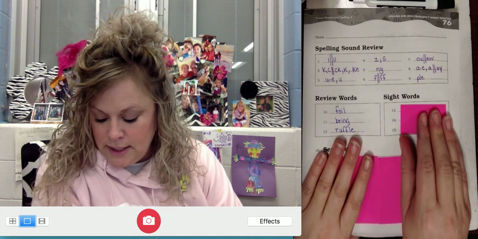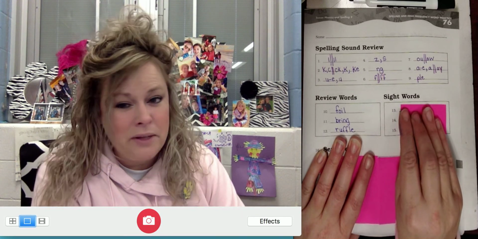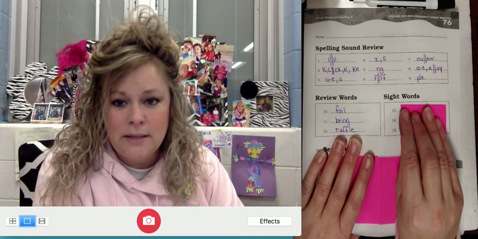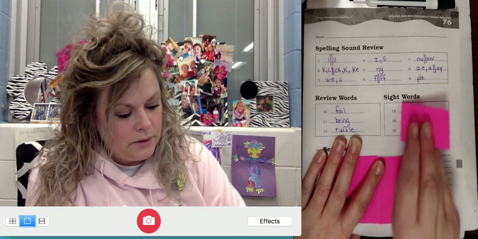Here's number 13, animal. Repeat. Go ahead and write it. Can't really finger spell it. You've got to memorize it. See how many sounds you can get. And you can add any that you missed. Check with mine.